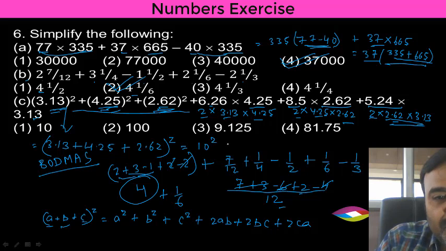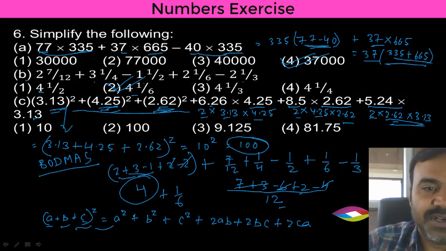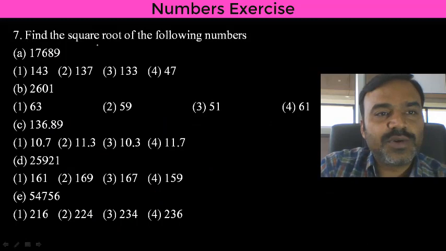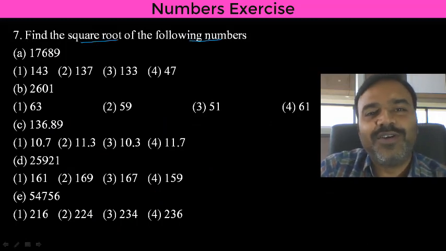So it is 10 square, which is equal to 100. So if you know this formula, this question becomes really easy. Second option is the correct one. Okay, let's take up the next question now. Next question says, find the square root of the following numbers.